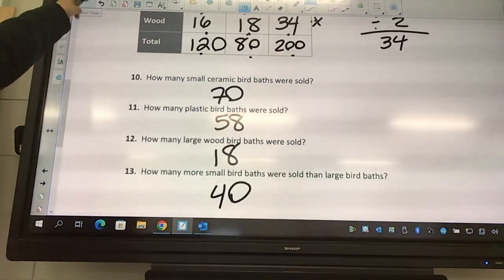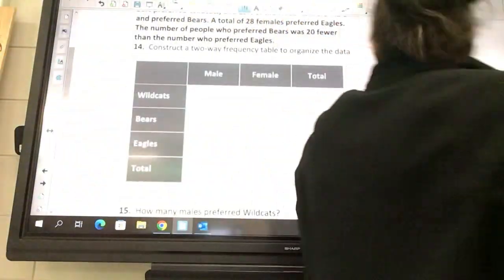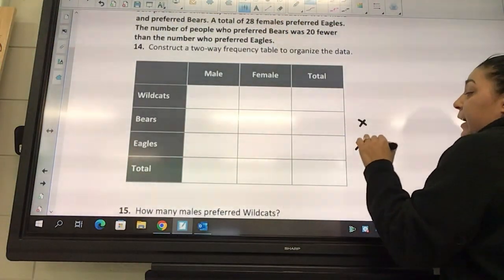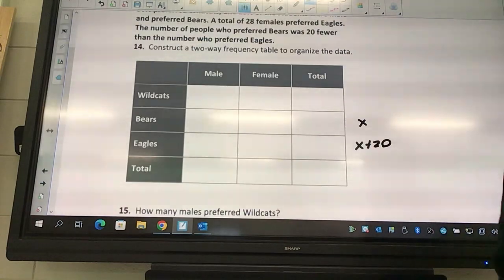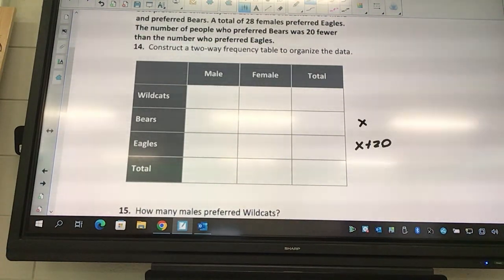Okay, this one you guys are going to do. However, I'm going to give you this box. It's going to be X, and this one's going to be that X plus 20. Okay, so write yourself a note. It is just like the one we did before this. Okay?